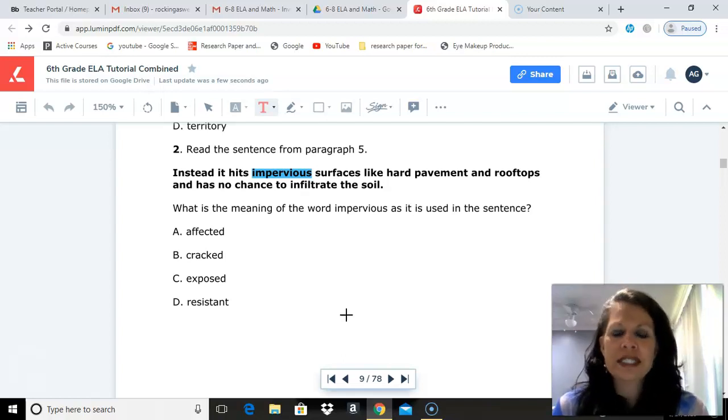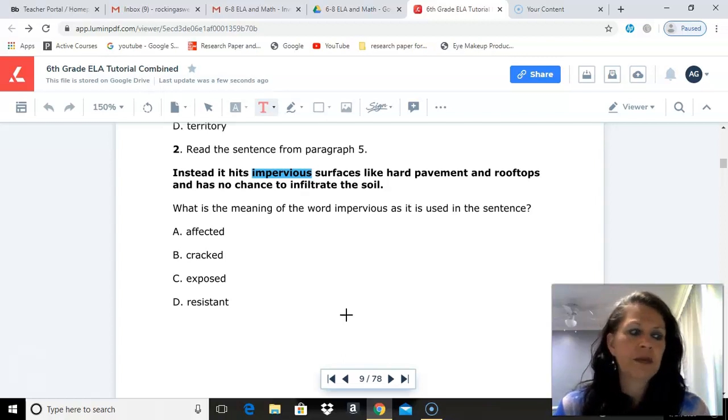Instead it hits resistant surfaces, these things that can turn something back. If you were walking along a tile floor or a linoleum floor in your sock feet and you went to slide, you're going to slide. But if you were to walk along a floor that had carpet on it, you have a little bit more resistance. You're not going to be able to slide. So the same thing here. This surface is resistant, like the hard pavement and rooftops, and it would not have any chance to infiltrate the soil.